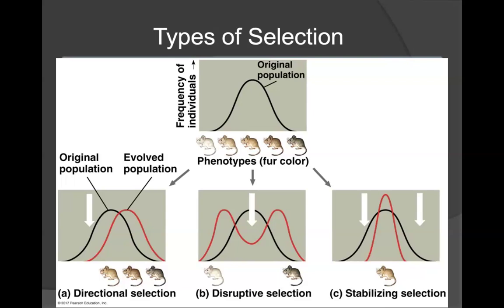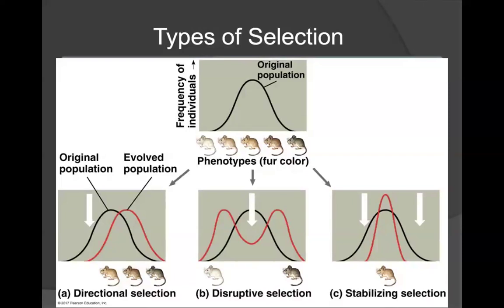We can also have what's termed disruptive selection. This is when you would have a decrease in the mean of the original population, and you would see an increase in both ends of the spectrum. In this example, we would have more individuals on the white end of the spectrum and more individuals on the darker end of the spectrum.